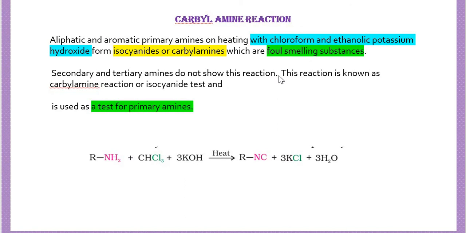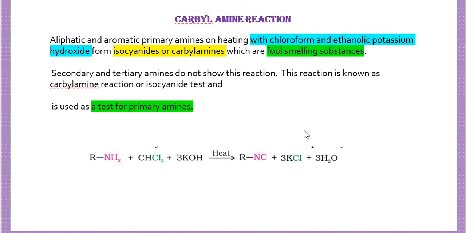Now this reaction is a very, very important reaction. We call it the carbylamine reaction. The reaction is important because first it's a name reaction and second it is a test. So this is a test where we take a primary amine. It can be aliphatic or aromatic. When we heat it in the presence of chloroform and ethanolic KOH, what we get is a foul smelling isocyanide or carbylamine. We call it a carbylamine.